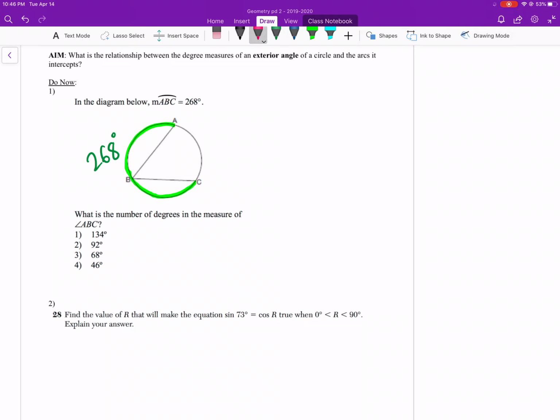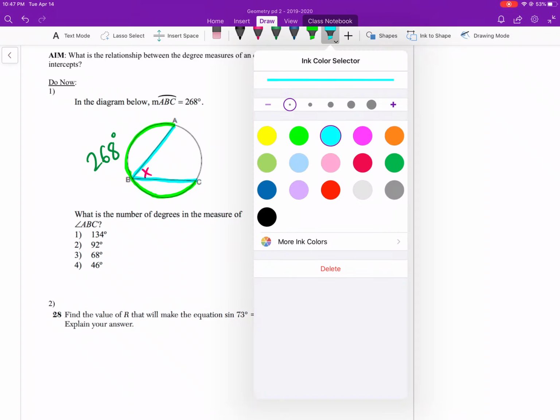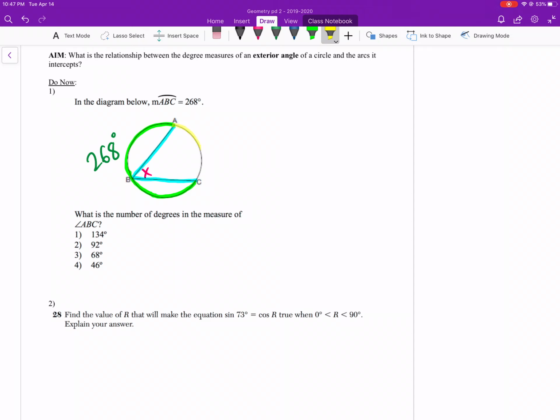All right, and then they ask, what is the number of degrees in the measure of angle ABC? So angle ABC is right here. What type of angle is that? Should be thinking that's an inscribed angle. As that opens up, it's equal to half of the intercepted arc. The intercepted arc is this arc AC right there. So the inscribed angle is equal to half of the intercepted arc. We don't have that arc. The arc we have is arc ABC, which is very significant here.